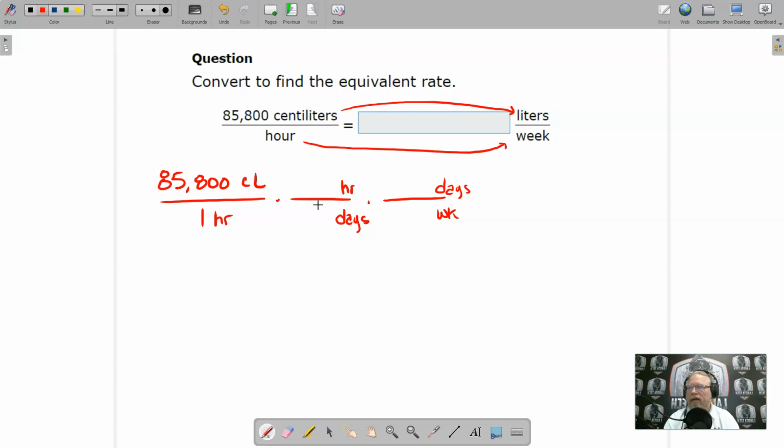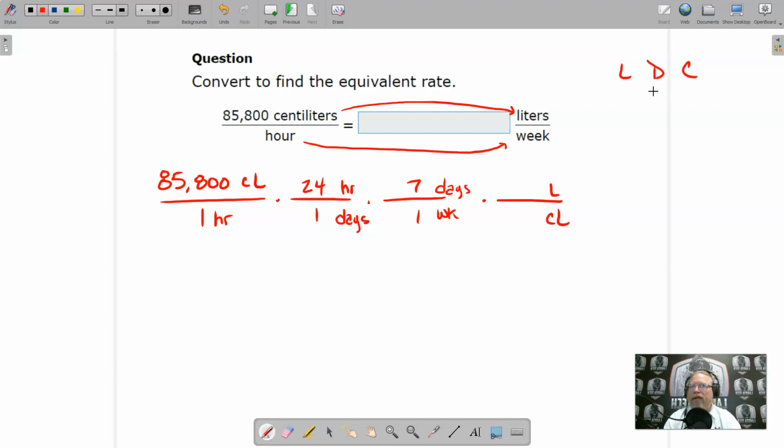So there are 24 hours in 1 day. There are 7 days in 1 week. And now we need a conversion factor to take us from centiliters to liters. So centiliters is in the numerator, so now I want it in the denominator. And we're going to try to get to liters. So let's think about this. Liters is the base unit here. Then we got deciliters and then centiliters.